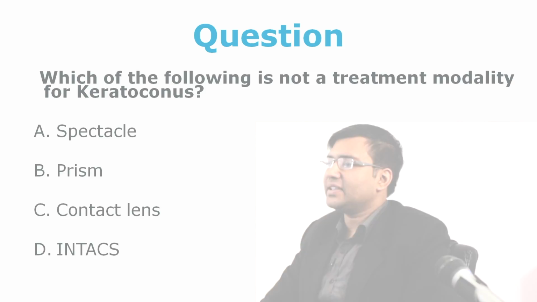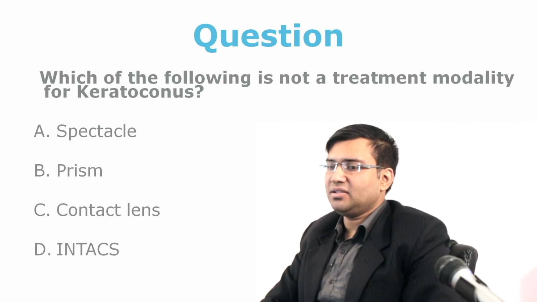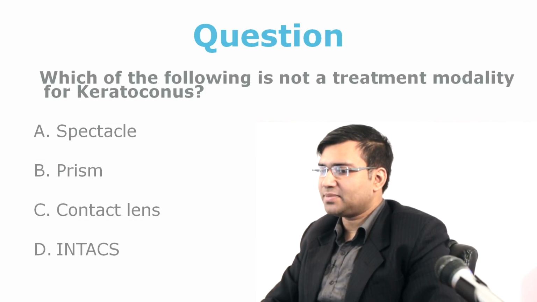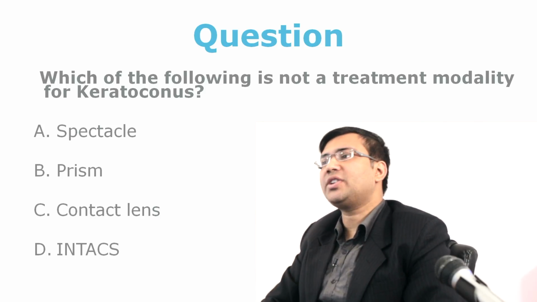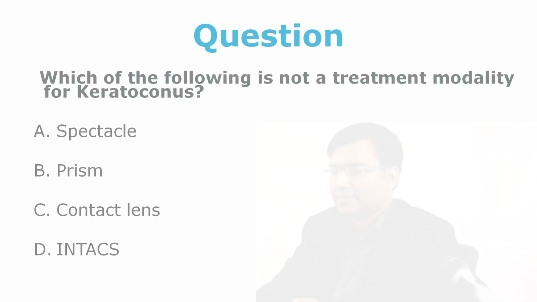Now we come to how to treat keratoconus. Now the question is, which of the following is not a treatment modality for keratoconus? Option A, spectacle. Option B, prism. Option C, contact lens. Option D, Intacs. Now we will see how to treat keratoconus, then we will come back to this question. Okay.